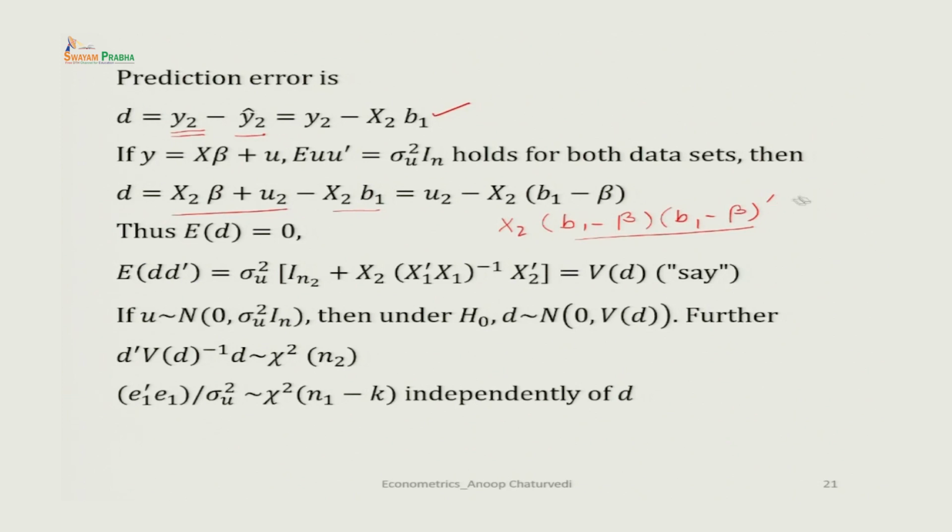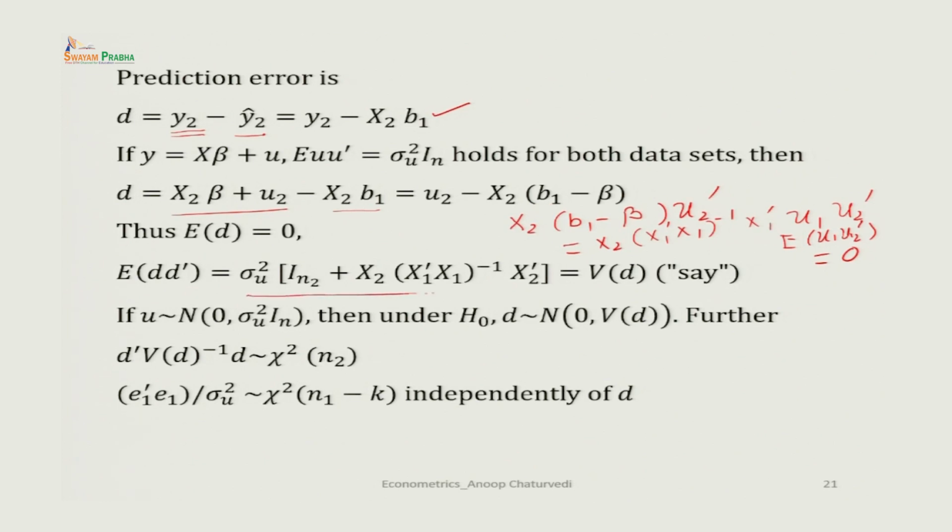And then you also have a cross product term like this, say x2 (b1 minus beta) u2 transpose. Now, this has expectation 0, because b1 minus beta is actually equal to (x1 transpose x1) inverse x1 transpose u1, and then you have u2 transpose. Expectation of u1 u2 transpose is equal to 0. So, the cross product terms have expectation 0. So, you get this expression for the variance covariance matrix of d, and we denote it by V D, say.